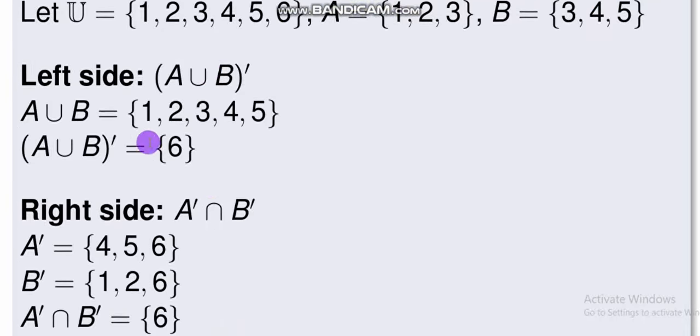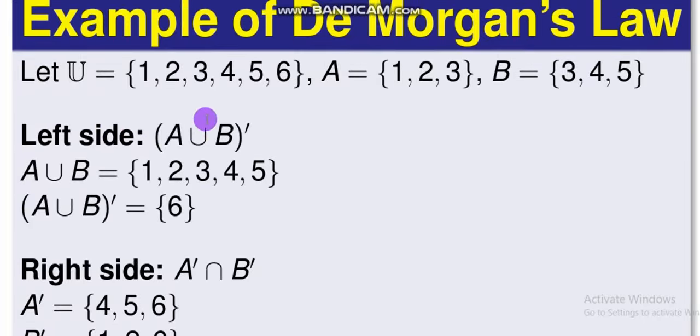Okay. Now, the left side of De Morgan's law says the complement of A union B. So we have to find A union B first, and then we find the complement of the result by comparing with the universal set. So A union B, we are uniting elements in A and in B together. So 1, 2, we bring the 1, 2. They have 3 in common. We are going to place only one 3, and then we bring the last elements 4, 5. So we have A union B.